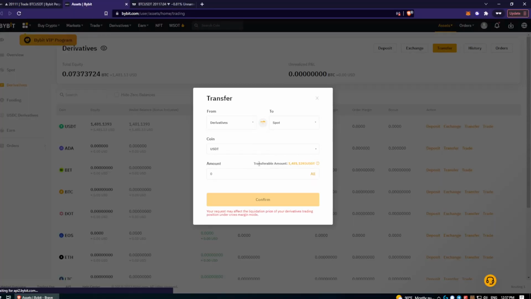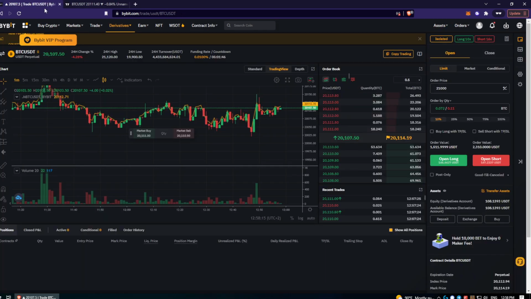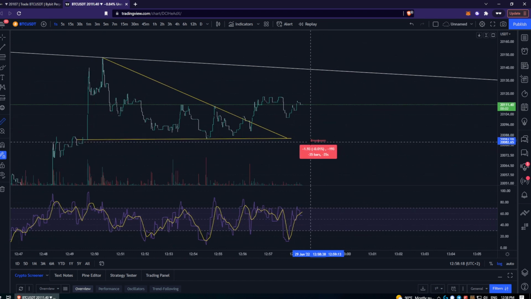All right, here's what we're gonna do. I'm gonna put the rest of the amount back to my spot wallet. All right, and here we go, $108. This is what we can play with. All right, now we're good. Okay, now show me. Where are we at?